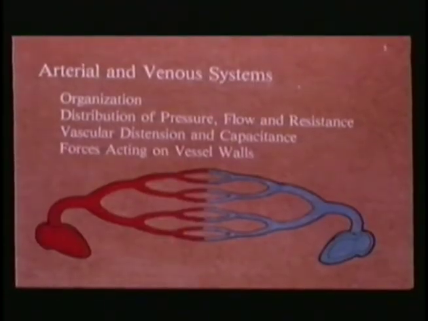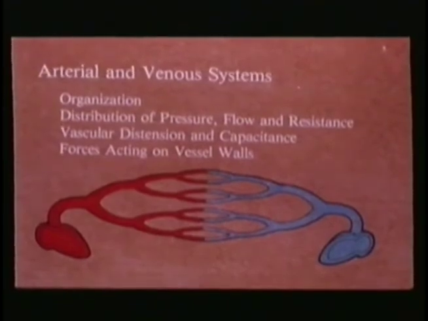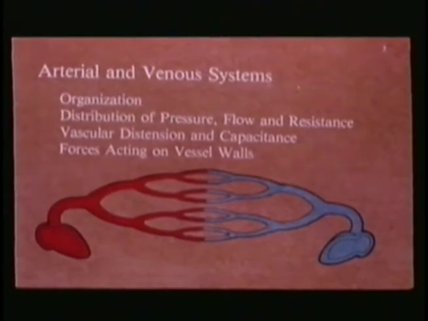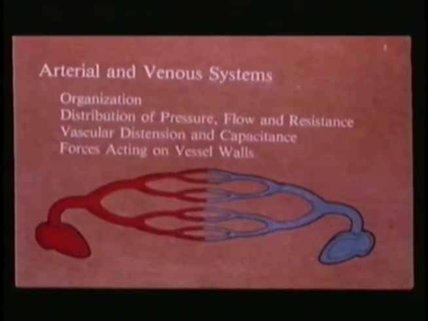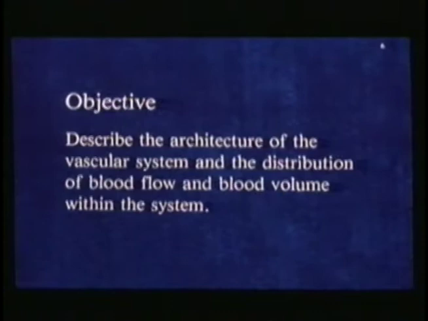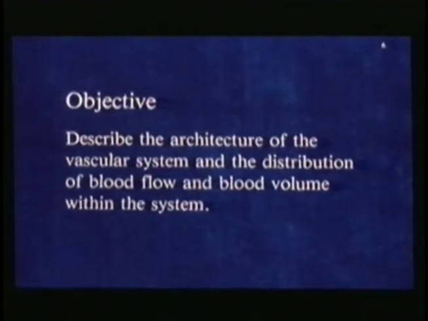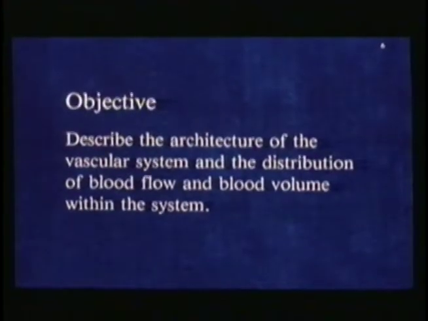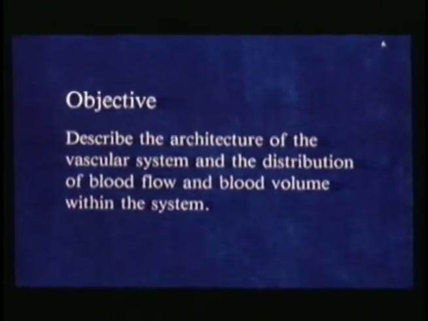In this program, we discuss the arterial and venous systems, their organization and geometric features, the distribution of blood pressure, blood flow, and resistance to flow, the nature of vascular distension and capacitance, and finally, the forces acting on the vessel walls. Your first objective is to be able to describe the architecture of the vascular system and the distribution of blood flow and blood volume within the system.